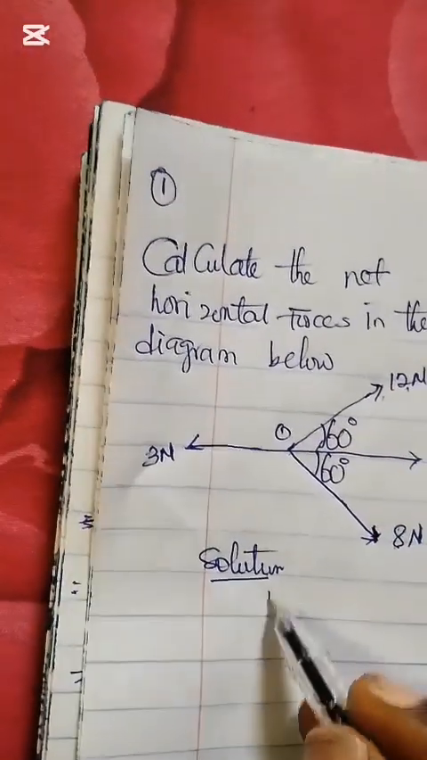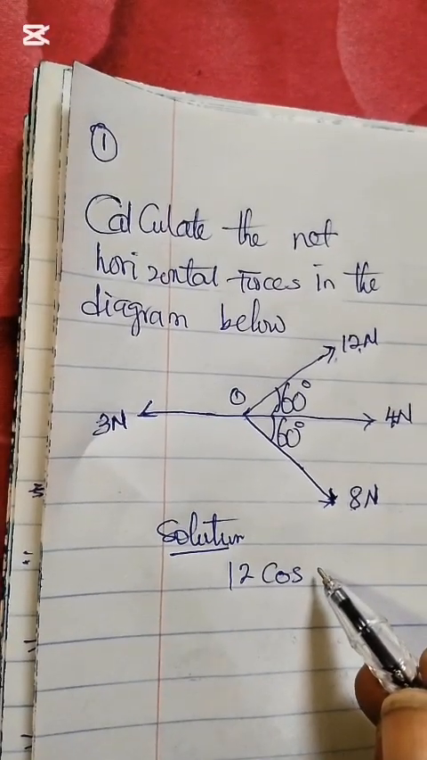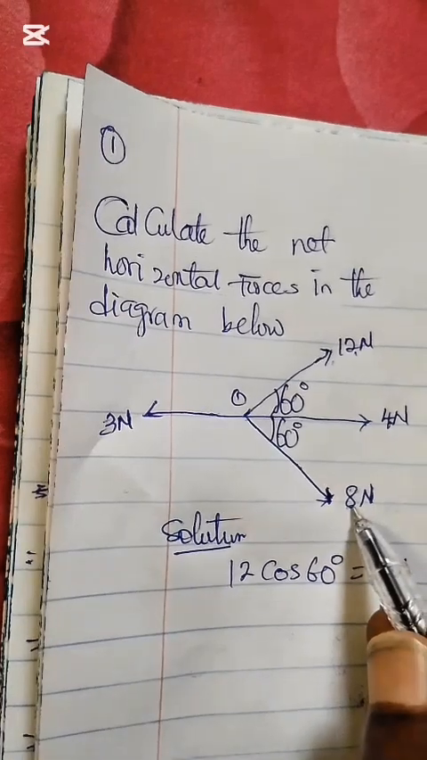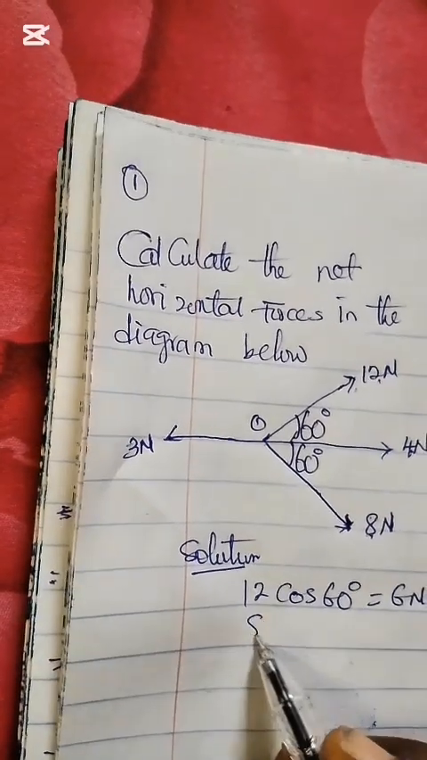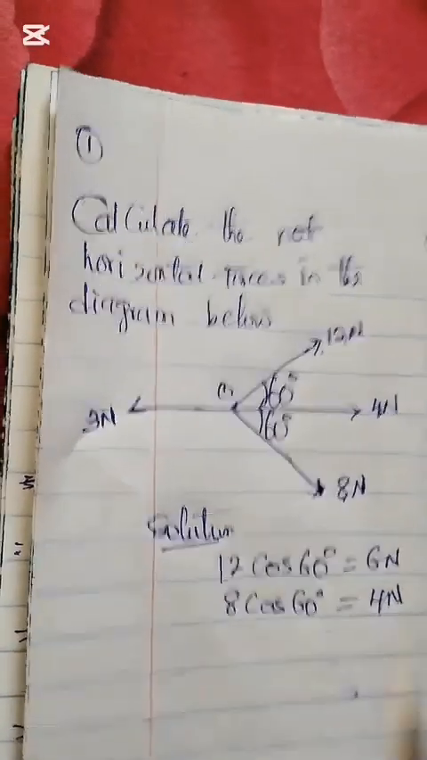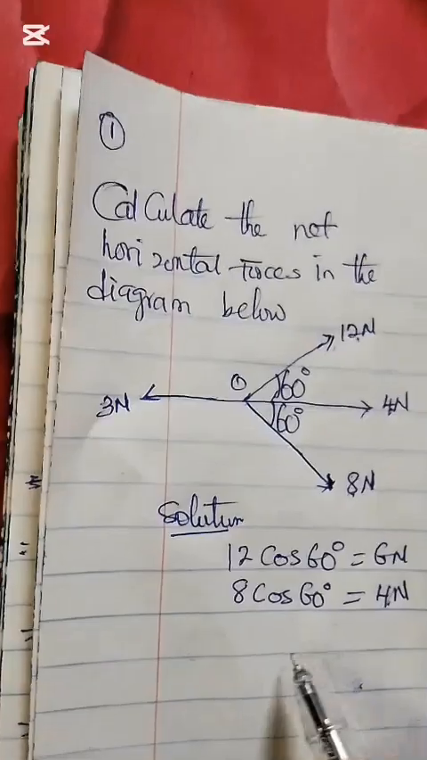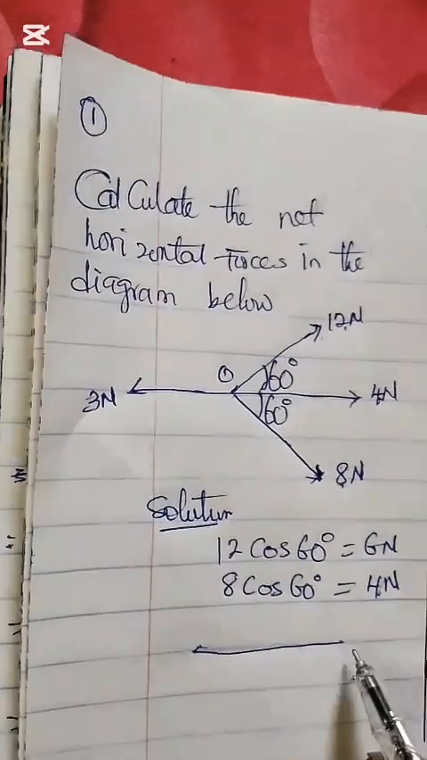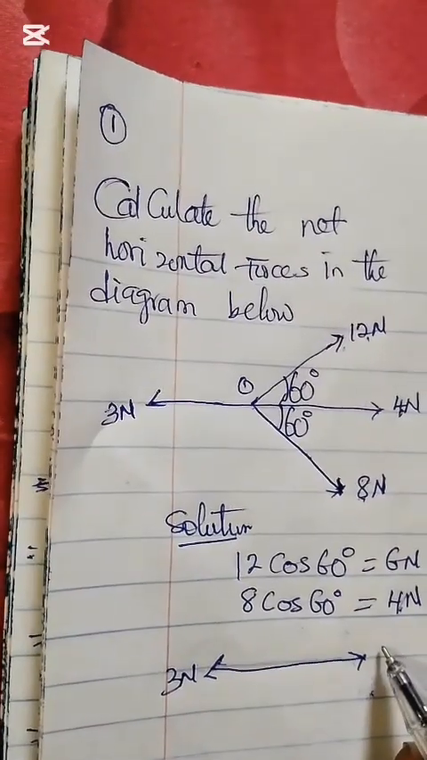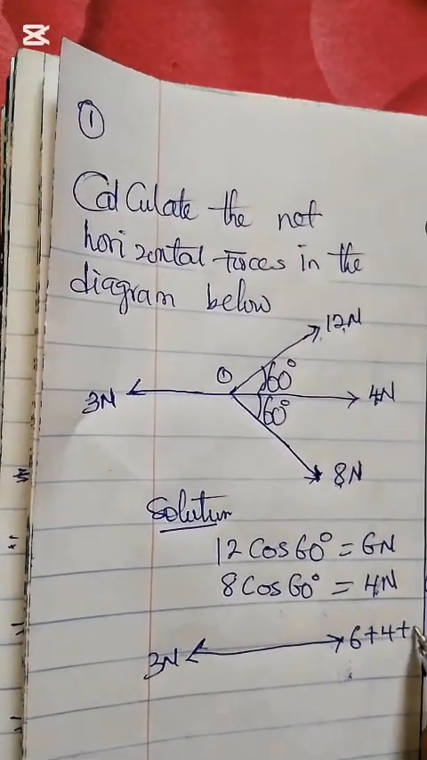So I have 12 Newton. 12 Newton will be 12 cos the angle because I'm resolving into horizontal component. So 12 cos 60 will be 6 Newton. And this is also not horizontal, which will give me 8 cos 60 degree, which will be 4 Newton. So this 6 Newton and 4 Newton are now horizontal. So if I redraw the diagram, here I have 3 Newton. Here I'm going to have 6 Newton plus 4 Newton plus 4 Newton.